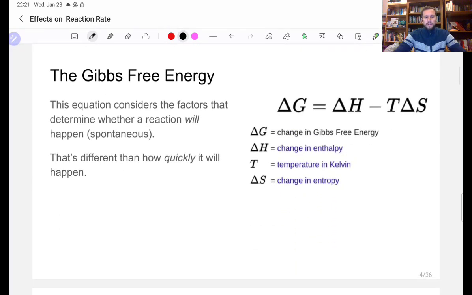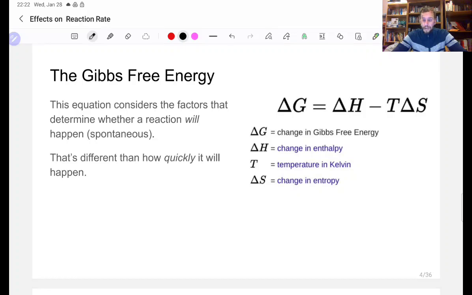And remember, this equation considers the factors that determine whether a reaction will happen spontaneously without the input of extra energy. But that's different than saying how quickly it will happen. So a reaction might be quote-unquote spontaneous, spontaneous meaning it will happen without the input of additional energy, but it's not necessarily very quick. Okay, think about like a rock that degrades over time. You have a giant rock, and over thousands of years or more, it might break down into pieces of sand, right? Through wind erosion, things like that.